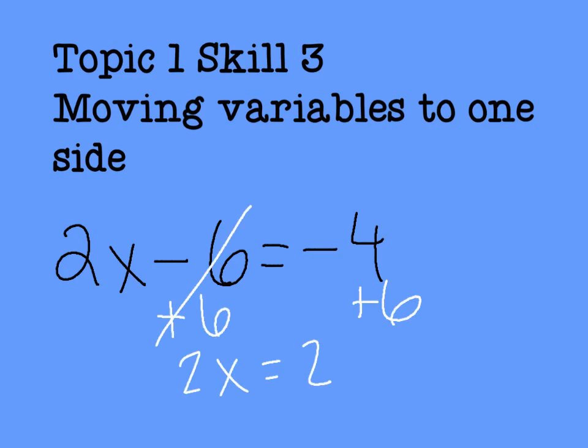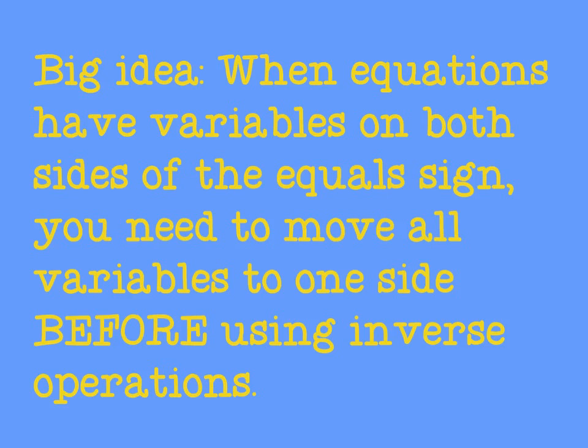So we know how to work that way. However, we haven't talked yet about how to move variables. Well, we're really doing the same thing when we're moving variables to the other side. We still have to do the inverse operation. The big idea, I know this is a lot to read, is that when equations have variables on both sides of the equal sign, you need to move all the variables to one side before you start to do the inverse operation. So get all the variables together, combine those like terms, and then solve the equation.